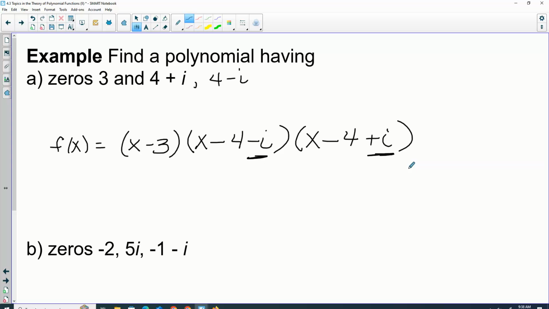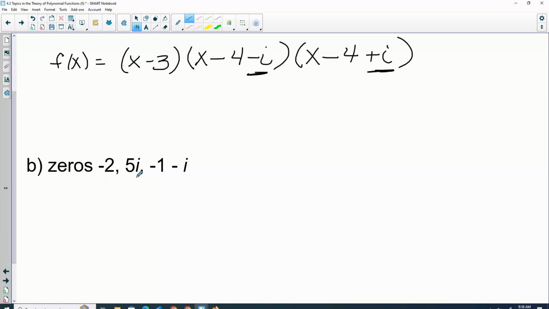All right. So let's look at this next one. If negative 2, 5i, and negative 1 minus i are zeros. If 5i is a 0, what else has to be? If negative 1 minus i is a 0, what else has to be? You only change the sign on the i. So just negative 1 plus i. So we would really have 5 zeros here.